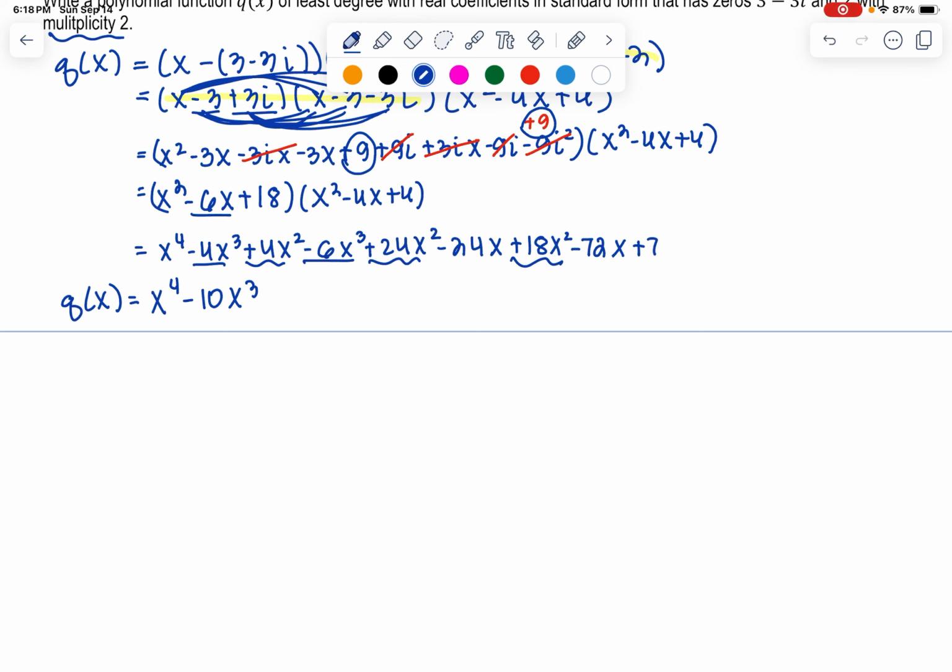Nope. 28, 38, 46x squared. Sorry. Then I have a negative 24x and a negative 72x, which is negative 96x. And then I have plus 72. I lost my 2 on my 72.